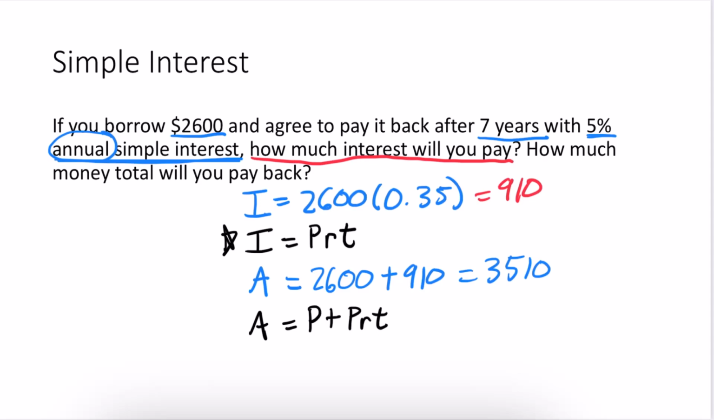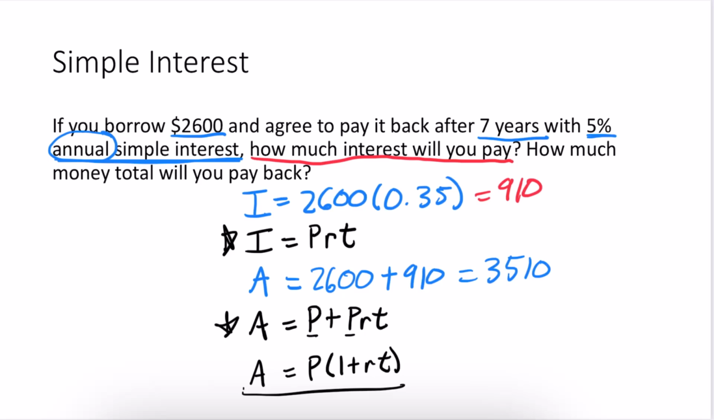Now, usually we don't write the formula like this because it's a little bit inconvenient to have two P's in the same equation. And so the way we write it instead is we say A equals P times 1 plus RT. Because if you factor out a P, then you'll just have a single P in the equation. And this formula is a little bit easier to work with. But this is where it comes from.